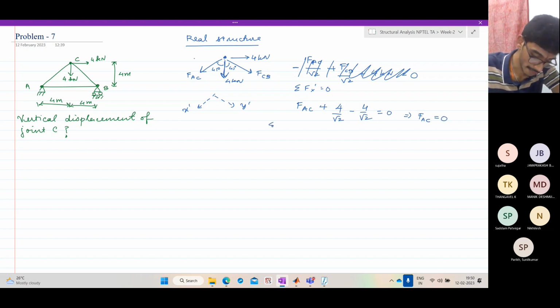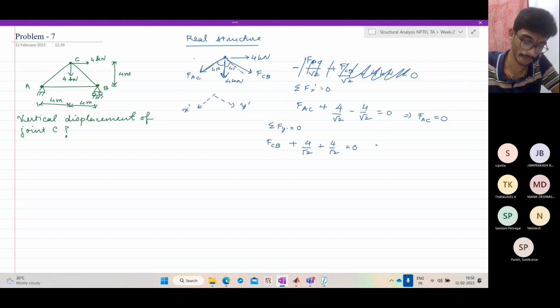And if you resolve along y, sigma f y prime equal to 0, you get along this direction FCB plus 4 by root 2 plus 4 by root 2 equal to 0. So I hope you understand. X prime is the axis along this member, and y prime is the axis along this member. Since they are at 90 degrees, this force doesn't have a component along this. So we get the force in one step. So FCB is minus 4 root 2.